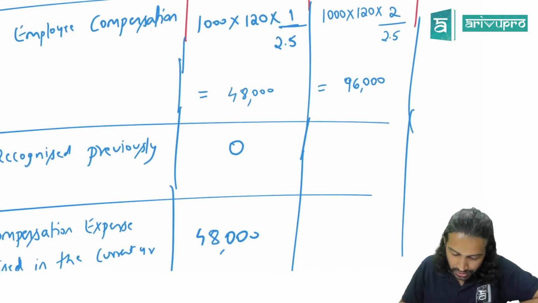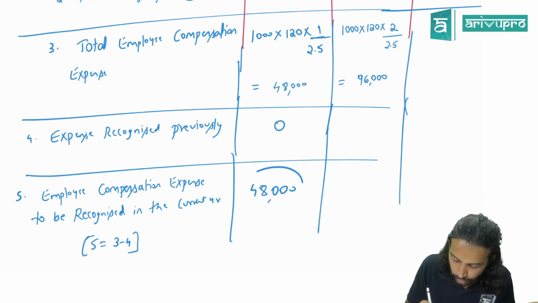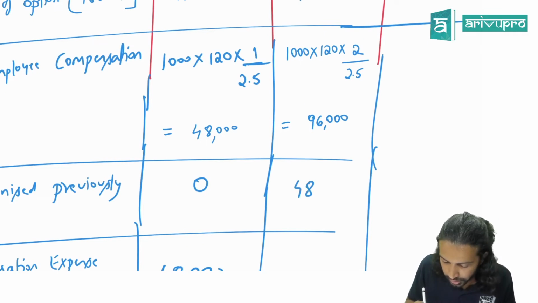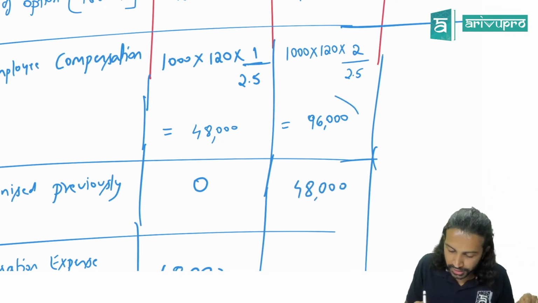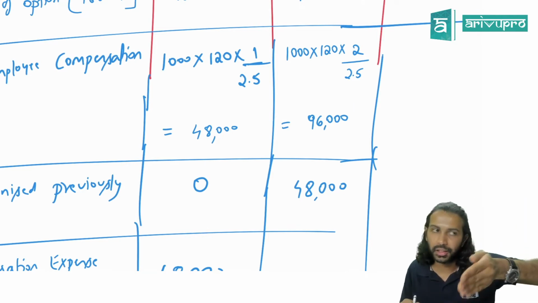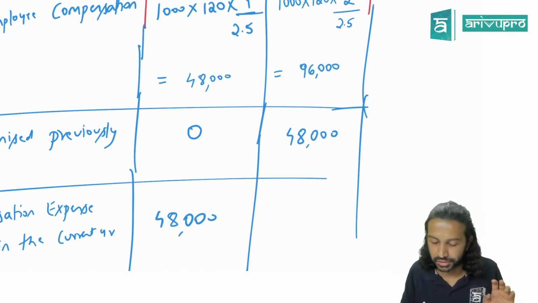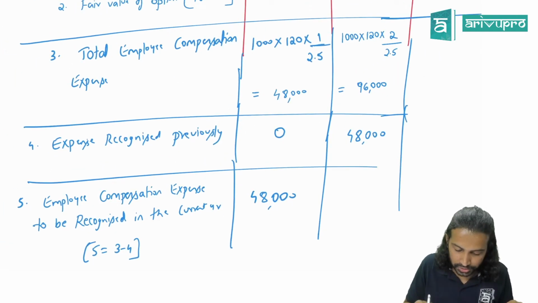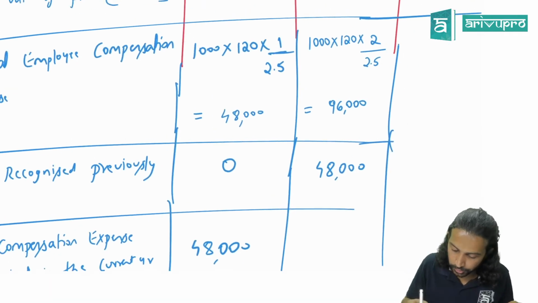How much is the expense recognized previously? Previously means year 1. In the first year, did you recognize any expense? How much did you recognize? You will write it here. You have already recognized 48,000 in year 1 itself. By the end of the second year, you should have recognized 96, but you have already recognized 48. That means how much more do you need to recognize? That is column 5. Column 5 is column 3 minus column 4. 3 is 96,000, 4 is 48,000, so 96 minus 48, how much are you going to get?